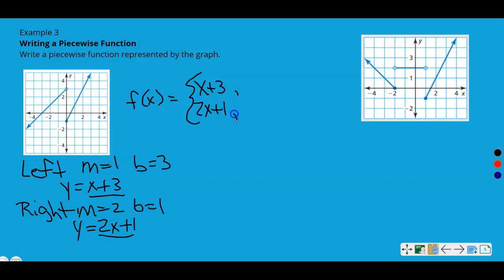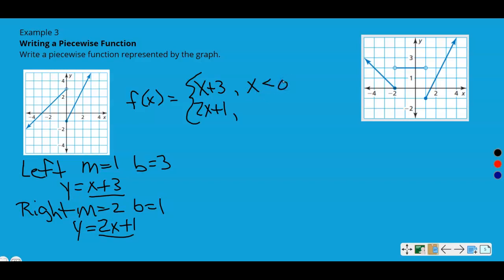All right, then we're going to put the comma, and now we have to define the domain. Remember, the domain comes from your x's. Here's your x's. So if you look right here, the left side has an open circle at x equals 0, and it has every point to the left of that, so all the negative numbers are included. If it has an open circle at 0, that means 0 is not included, but it's everything less than that. So we can write that as all x less than 0.